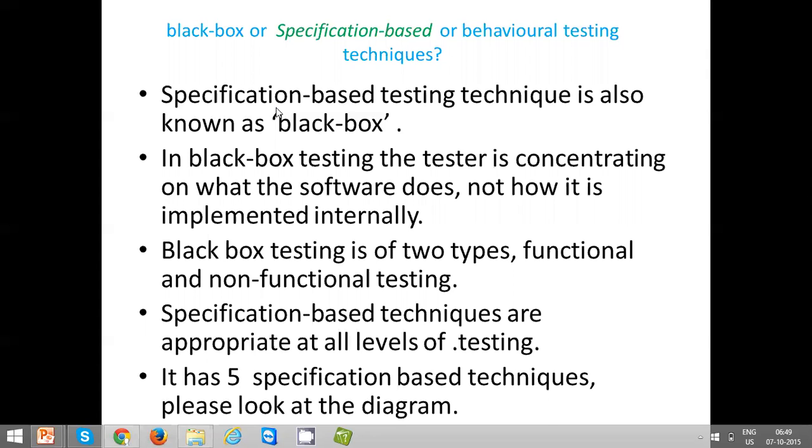So that's about black box, and it is of two types: one is functional and the other is non-functional testing, and we know how to derive test cases for functional as well as non-functional testing.